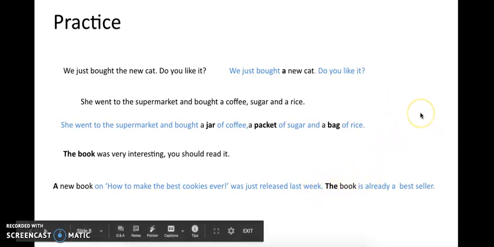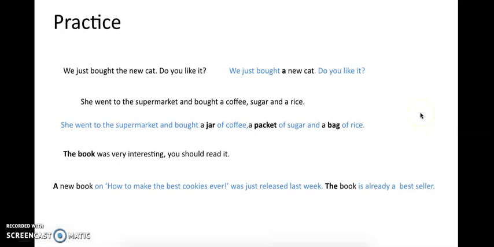It says, a new book on how to make the best cookies ever was just released. So we're now using the indefinite article a for the new book that we're introducing. So, a new book. And then at the end of the sentence, we're saying the book is already a bestseller. So now we're using the definite article, because we've already introduced the new book at the beginning of the sentence. I hope that makes sense.